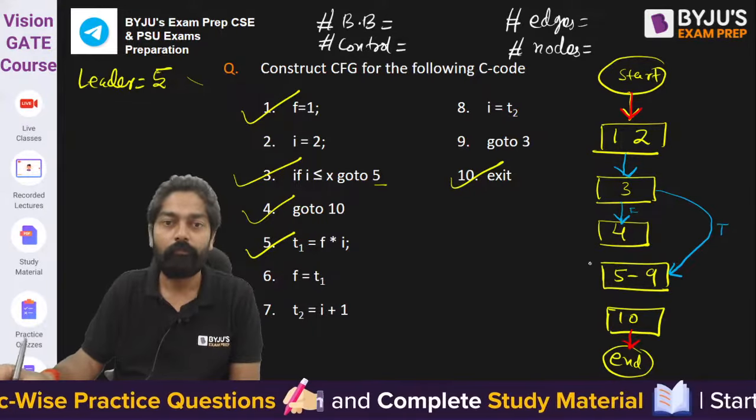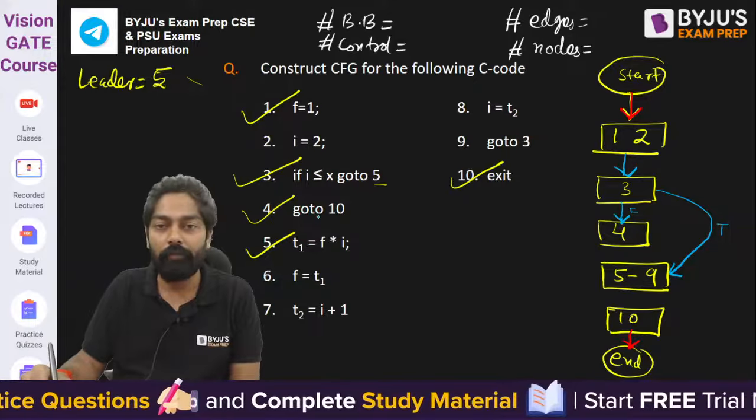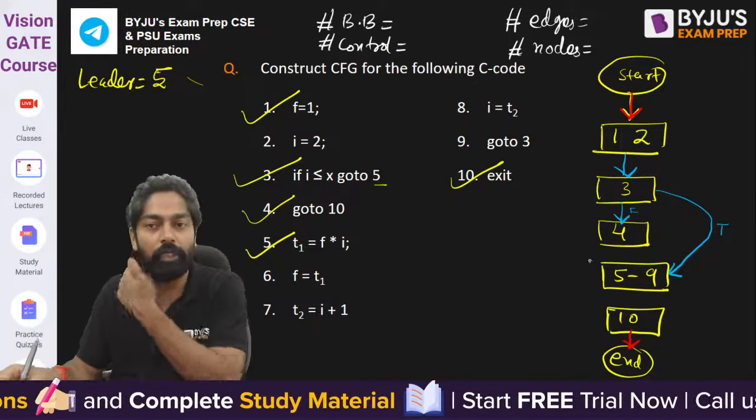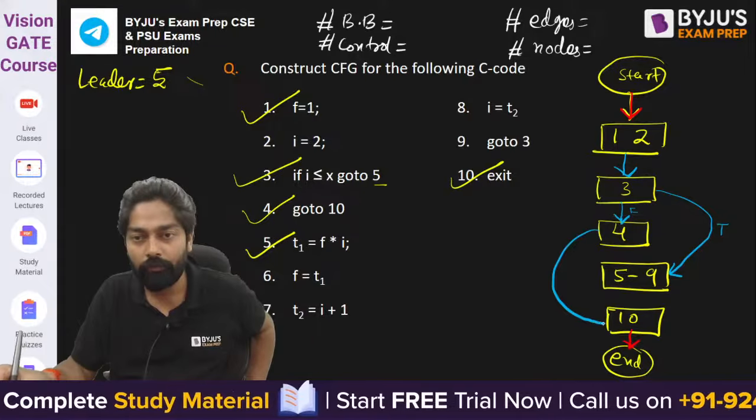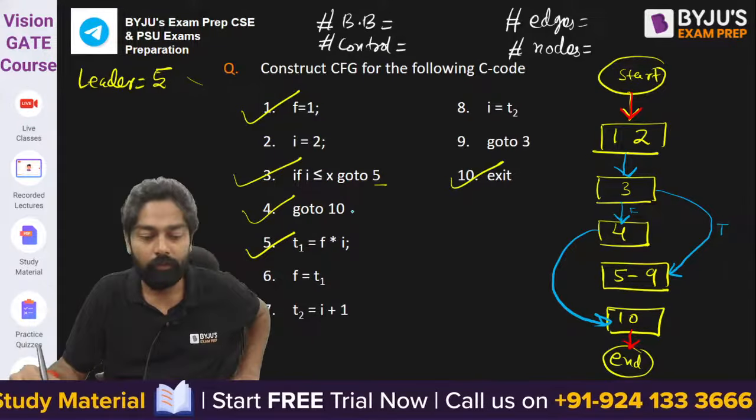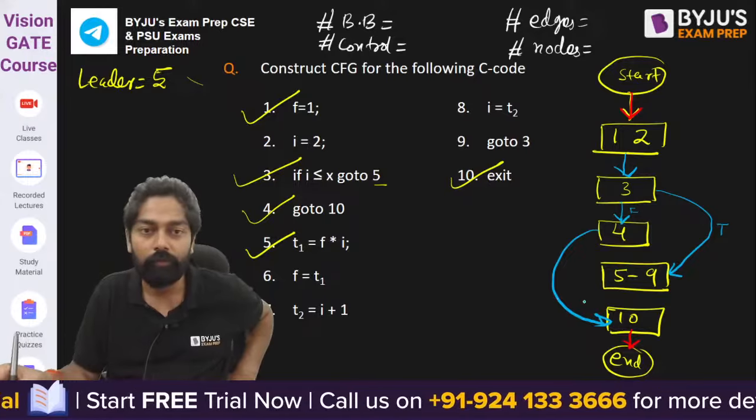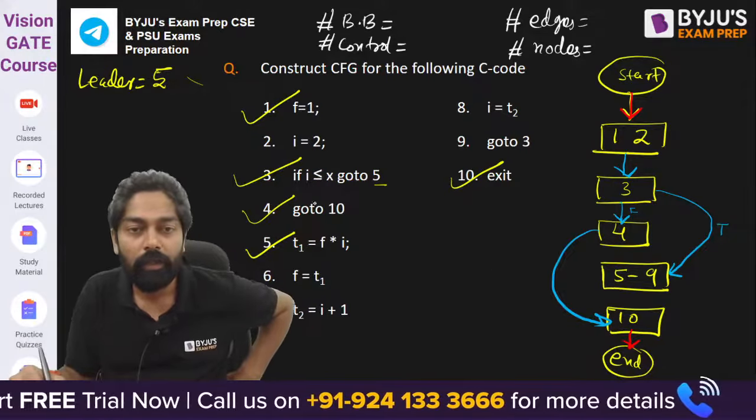Now 4, go to 10. So there will be no condition, and directly there will be an edge from here. It will go to 10, because no condition, go to 10.